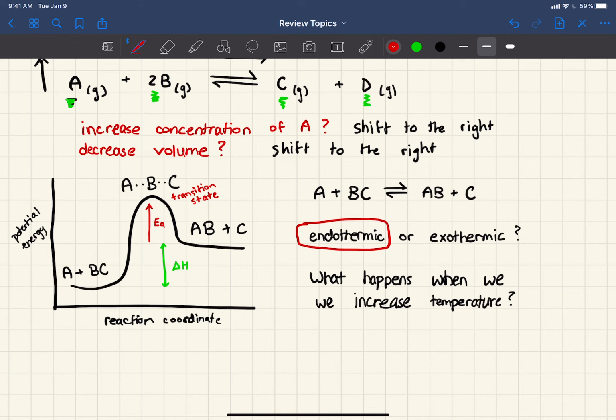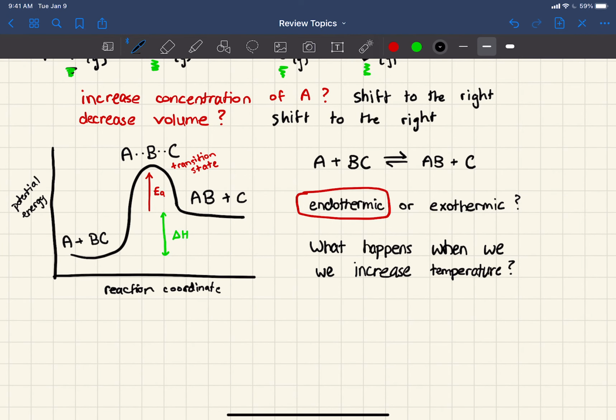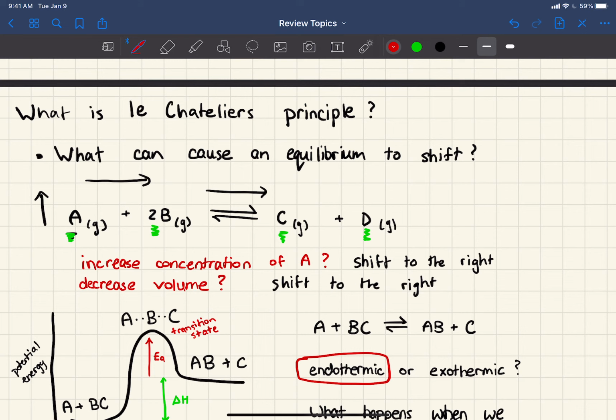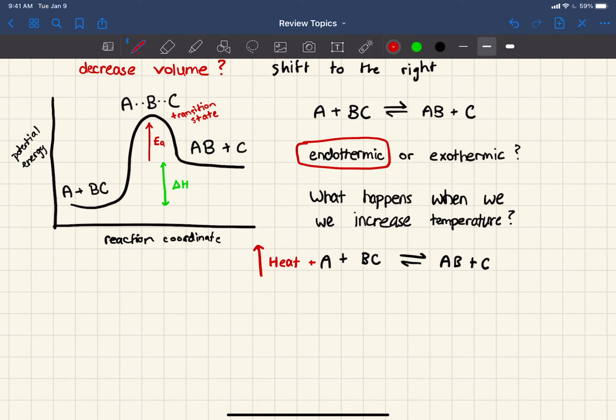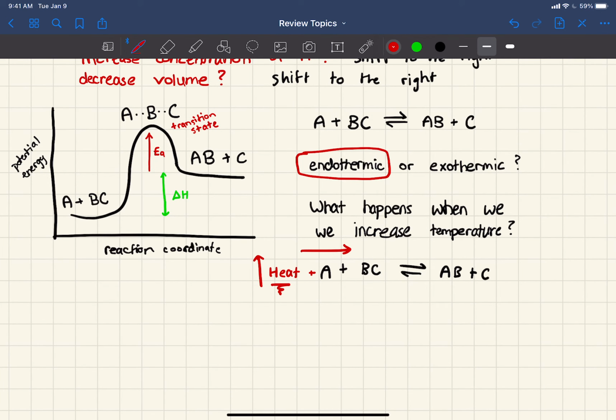And so what happens when we increase temperature? If this question confuses you, a good way to do it, I find, is when you write out the reaction, you add a heat term like this, and then you think of it as you increase the heat, right? So when we looked up here, when we increased the concentration, the reaction shifted to the right. In the same way, when you increase the heat, this reaction shifts to the right. And it's an endothermic reaction. That's why I knew to put this heat term on the left here.